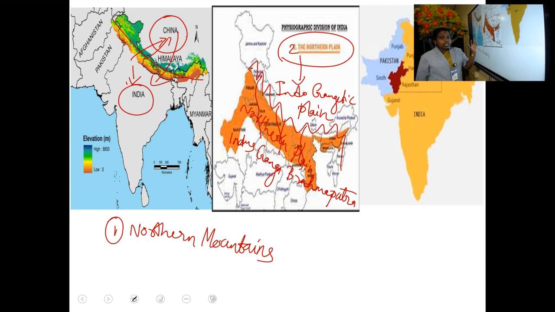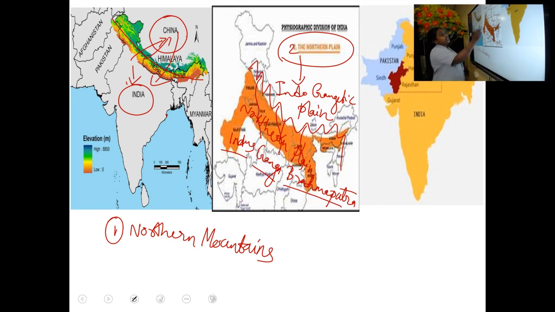So these are the three major rivers that flow through the northern plains. Okay, so the northern plains are located in the southern part of the Himalayas. It is also known as Indo-Gangetic Plains. It's a very fertile area. A large variety of crops grows here, and the three major rivers which flow through the northern plains are Indus, Ganga, and Brahmaputra.